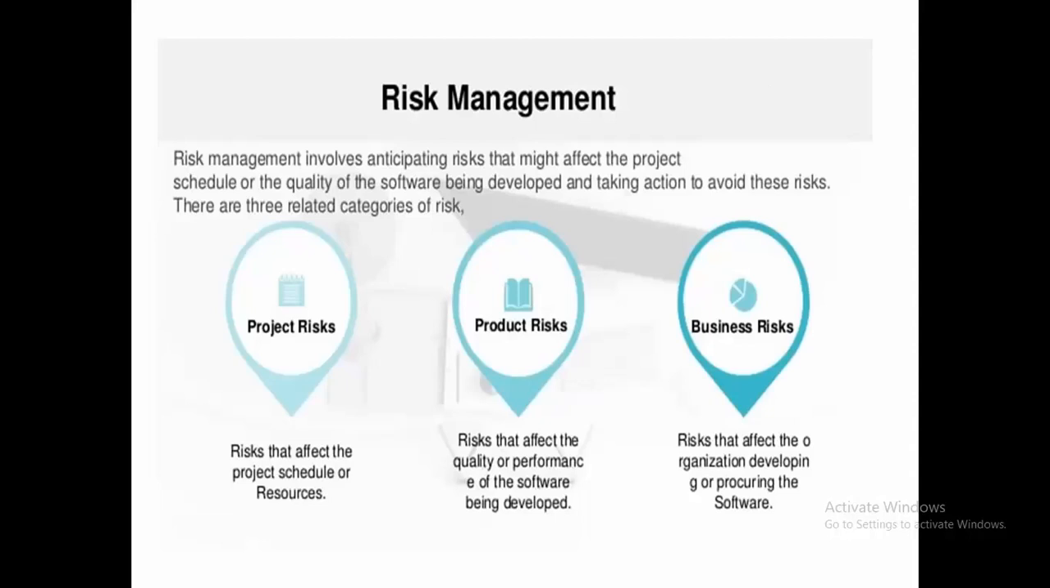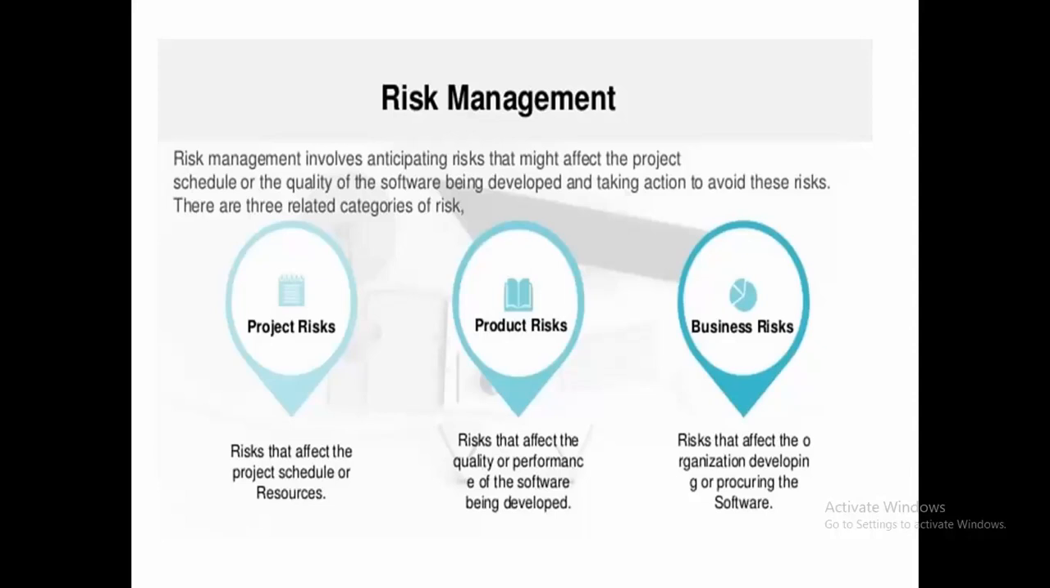Then risk management. Risk management involves anticipating risks that might affect the project schedule or the quality of the software being developed, and taking action to avoid these risks. There are three related categories of risk: first is project risk, second product risk, and third business risk.